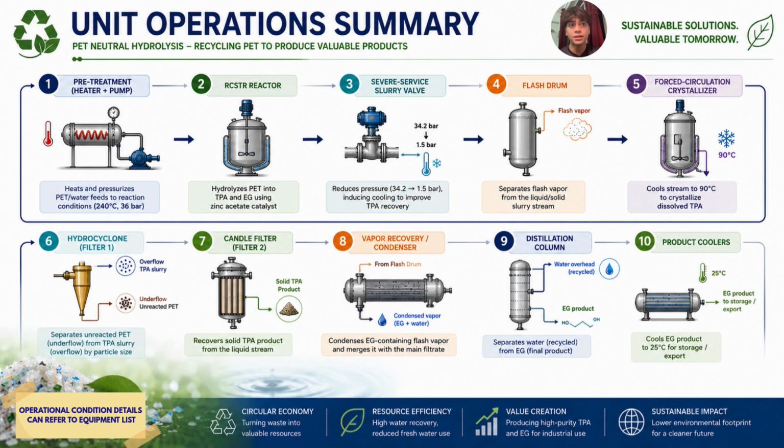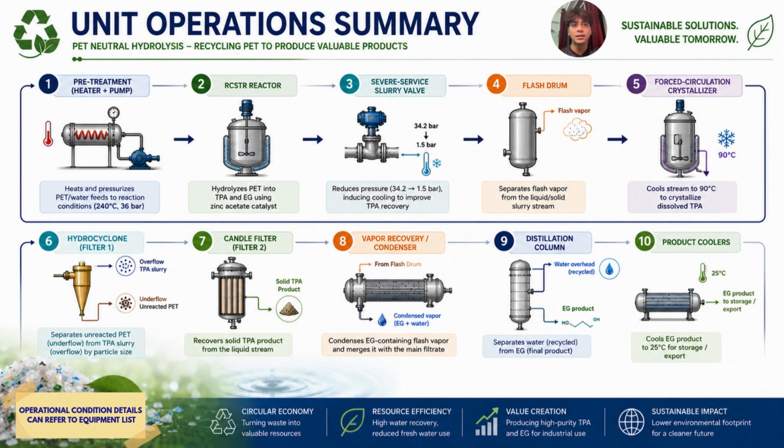Step 4 is the flash drum, instantly separating volatile flash vapors from the heavy liquid-solid slurry. Step 5 is the forced circulation crystallizer, cooling the stream to 90 degrees Celsius to force the dissolved TPA to completely crystallize out. Step 6 is the hydrocyclone, exploiting a 13.3 particle size ratio to separate unreacted PET from the TPA slurry. Step 7 is the candle filter, which recovers the solid TPA product from the liquid stream.